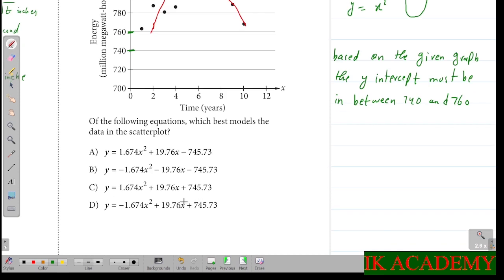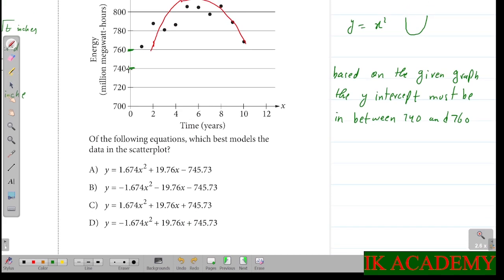So option D is giving us 745 because it is a positive number in between 740 and 760. The y-intercept is not a negative number. So it means option B is not a correct option because it is a negative number. The positive number 745, which is in between 740 and 760, is the answer.